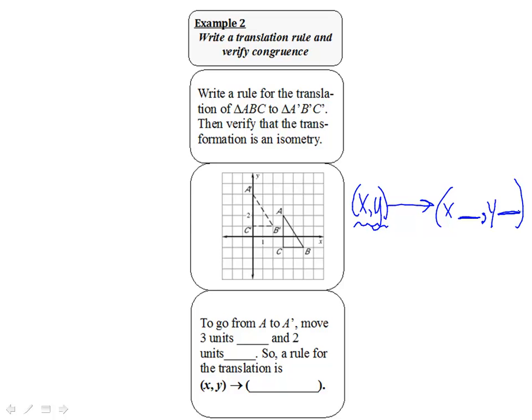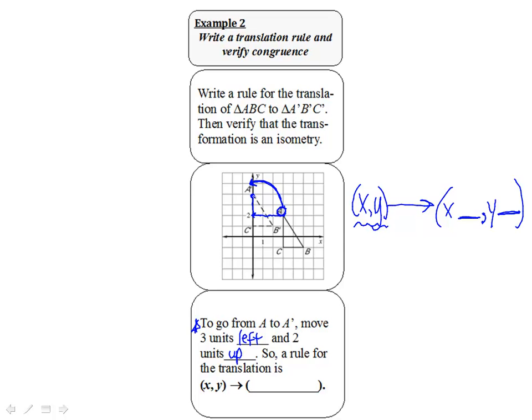We've got to start with A, and we want to move to A prime. So we've got to make sure we're going in the right direction. To go from A to A prime, we're going to move 3 units left, because I'd start here, and I'd go this direction, and that's 3 spaces. And we're going to go 2 units up. So I would then start here, and then move up to right here. And that would be 2 units up.